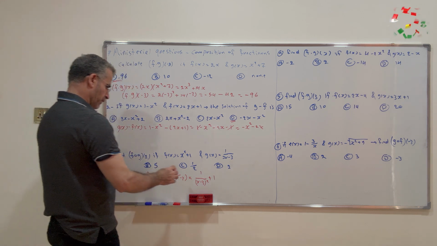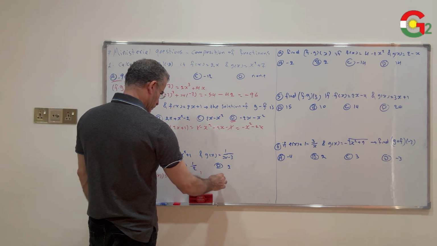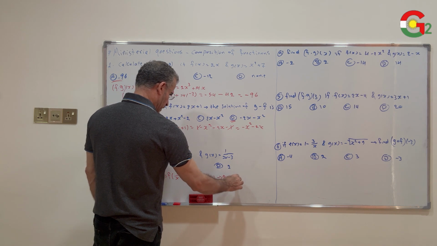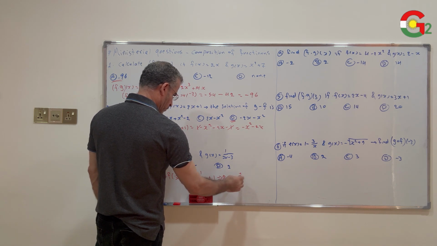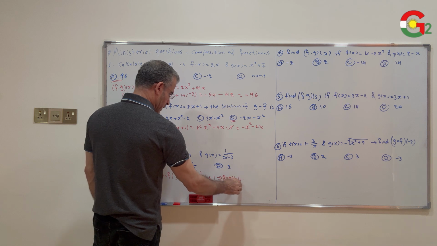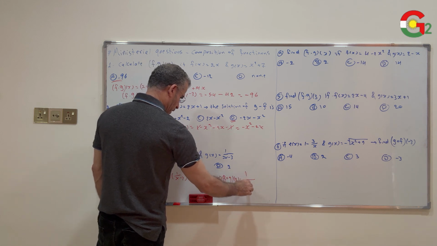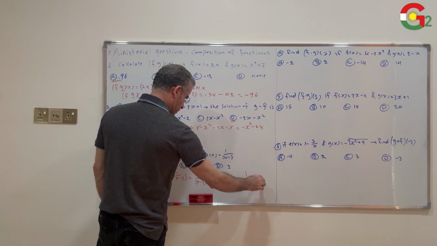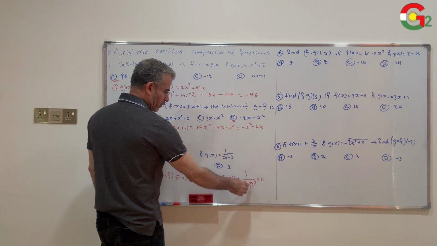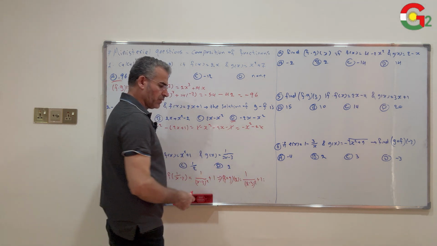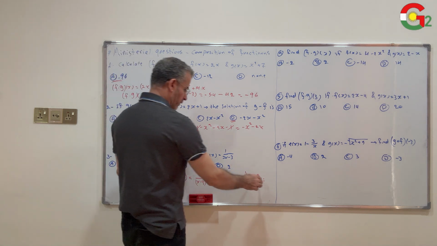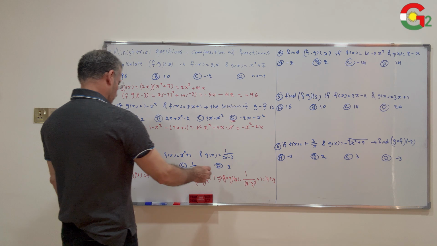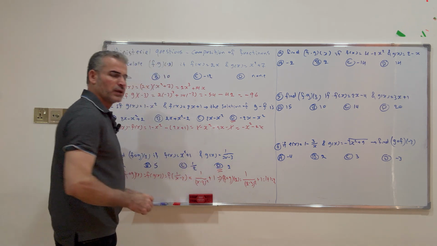Then f of g of 2: replace every x in the function with 2. The result is 1 over 2 minus 3 power 2 plus 1. 2 minus 3 is negative 1, negative 1 squared is 1, 1 over 1 is 1, plus 1 equals 2. Choice D.